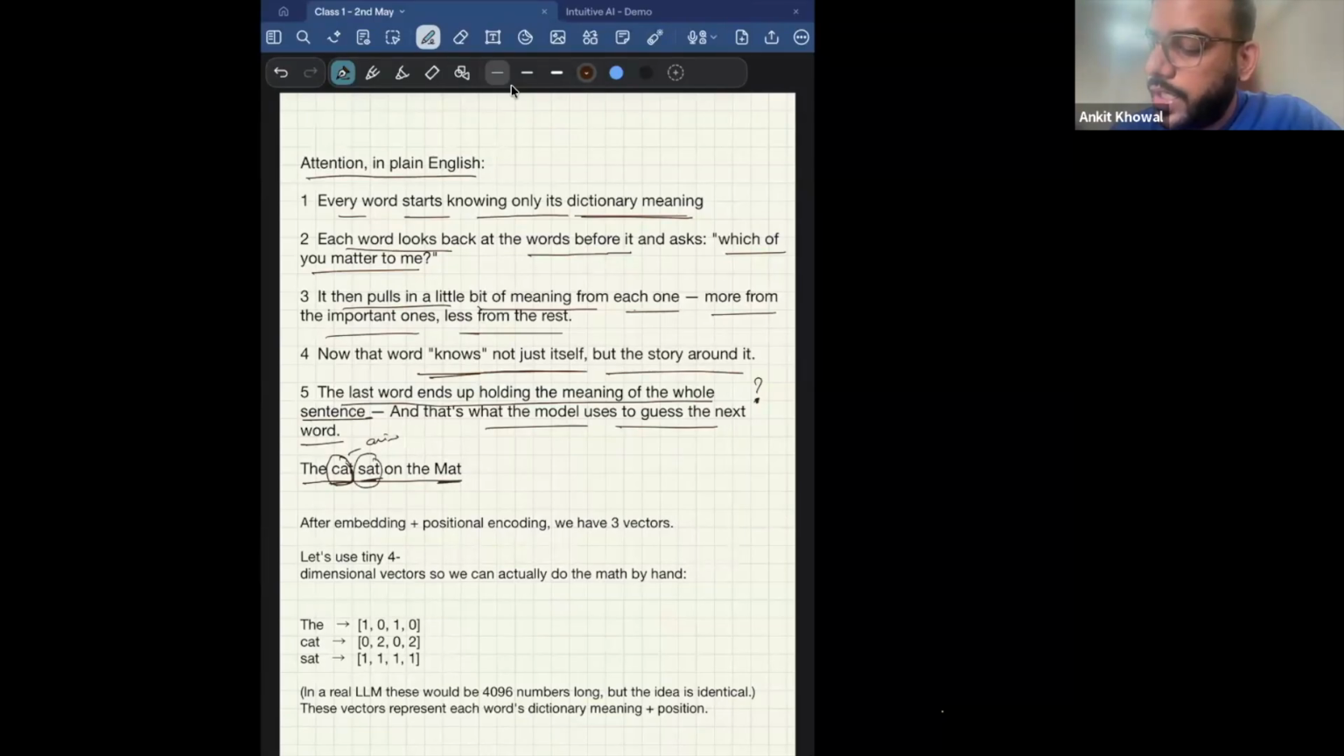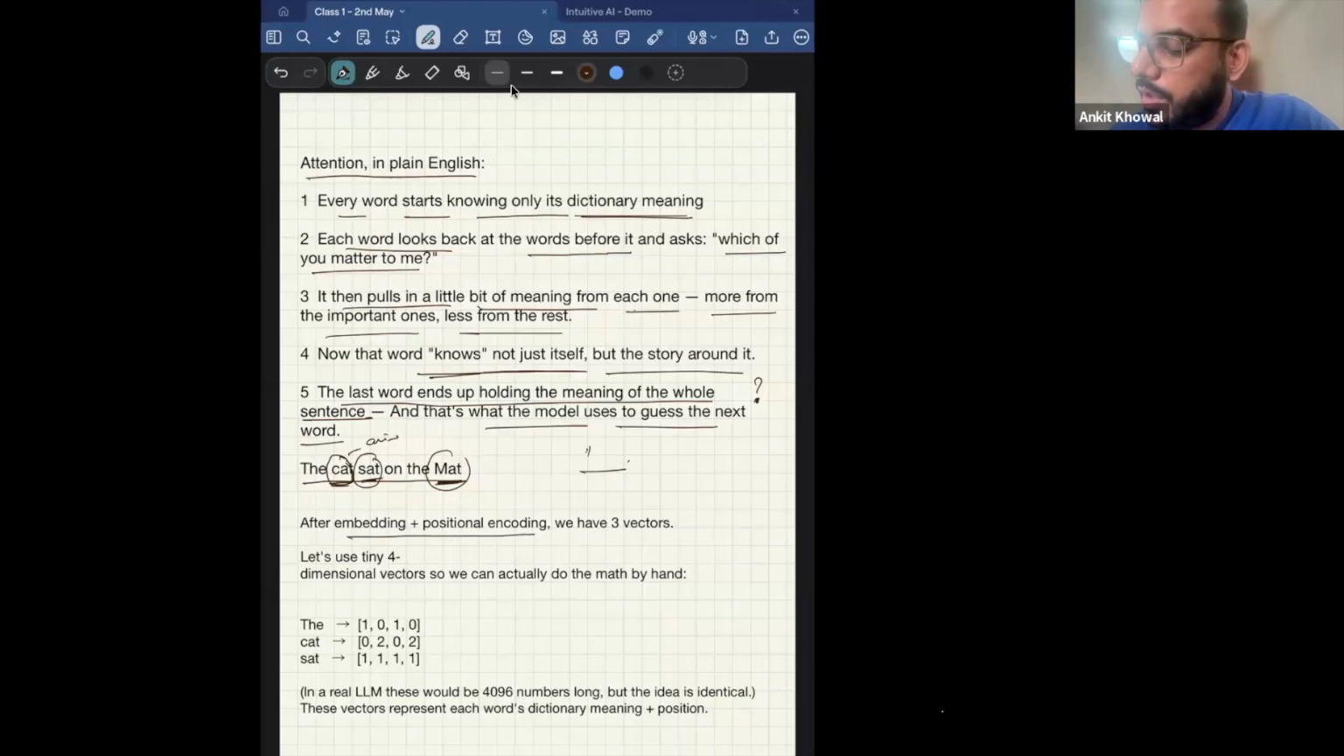Similarly, sat will do attention and look around: hey, who is doing the sitting action over here, right? I don't know. I just know sat means sitting, right? But what do I mean in this sentence? I don't know. So if we look at cat and mat, then it can understand, okay, a cat is sitting on a mat, right? So sat is just a sitting action. I don't know who is sitting on what, so it can look around at the words and then understand. Similarly, mat is just an object where something can sit. So who is sitting? Cat is sitting. How will it know? It will look around at all of these words, right? So now let's see mathematically what happens end to end.